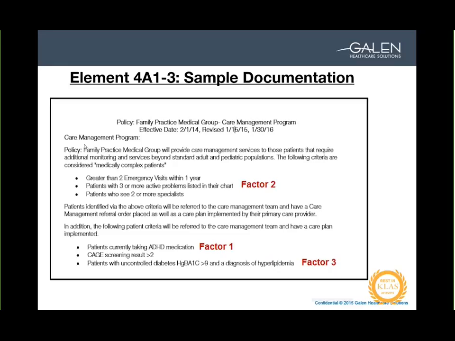You don't just sit down and write this policy because greater than 2 emergency visits or 3 or more active problems. Well, which active problems? Do you want to write them down? I mean, this would cover it for factor 2, or 2 or more specialists. So these are saying I have 3 or more active problems and I'm seeing 2 or more specialists. So I probably have 2 or more serious diseases if I'm going to a specialist. And if, by the way, I'm going to the ER more than twice in a year, that's going to meet factor 2 as an example of a policy and procedure.